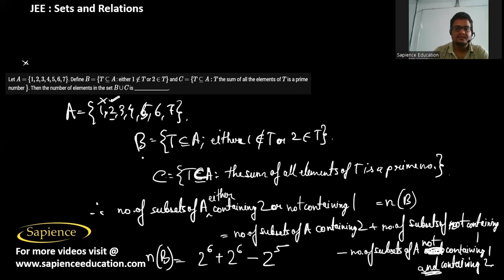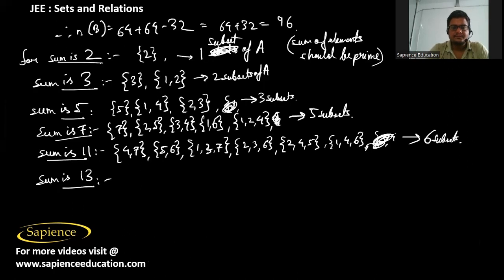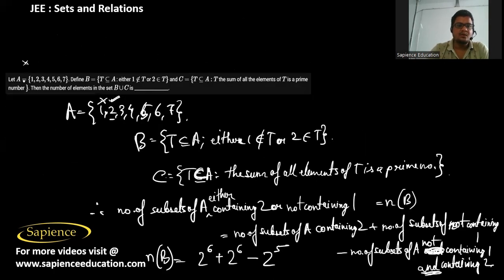B intersection C. The sum of all the elements in A will be 7 into 8 by 2, that is 4 7 is 28. The prime number just less than 28 is 23. So the sum can go up to a maximum of 23.